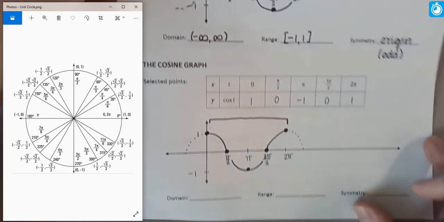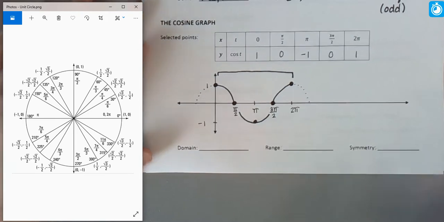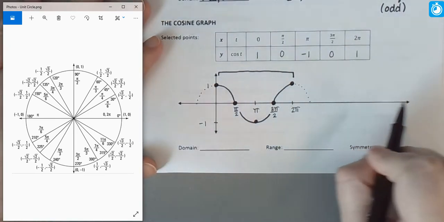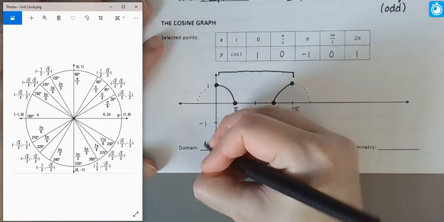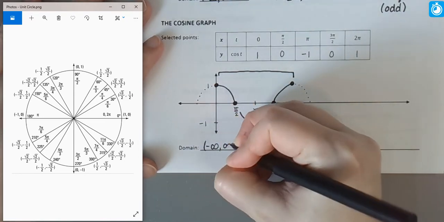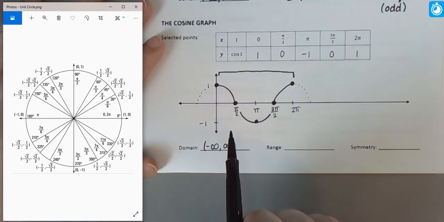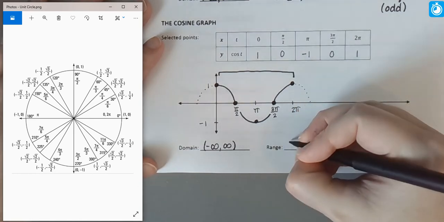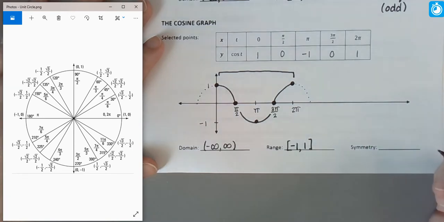Now, what can we say about domain, range, and symmetry for our cosine function? Well, again, our graph covers the whole real number line, the whole x-axis, no breaks, no holes, nothing like that. So our domain is going to be all real numbers. And then just as with the sine function, because our cosine is generated from values on the unit circle, the highest value we can reach on the unit circle is 1 in any direction, and the lowest value we can reach is going to be -1. So our range is also going to be -1 to 1 for this function.